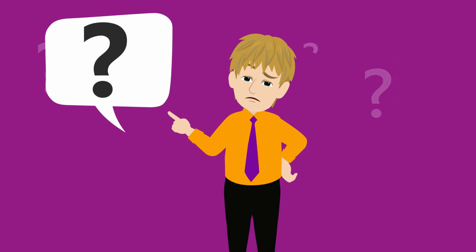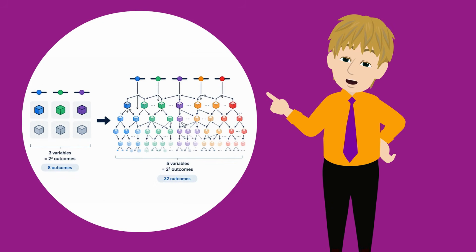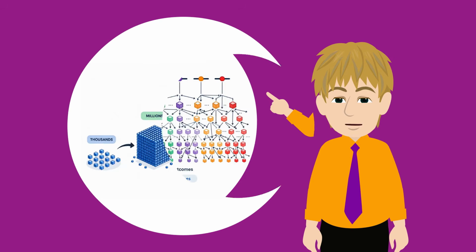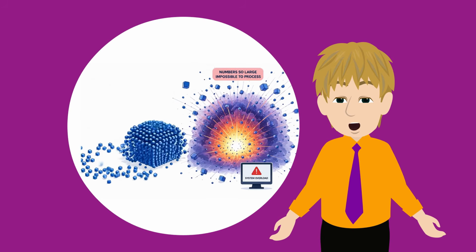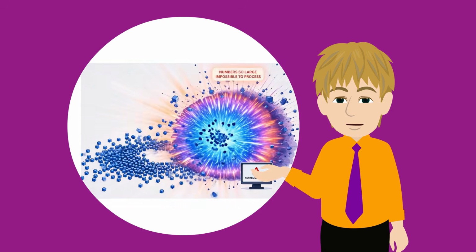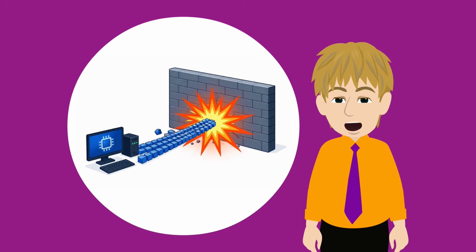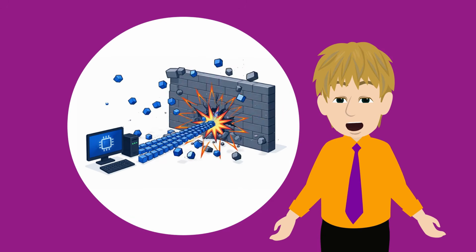But here's the problem. Add just a few more variables, and the number of possible outcomes doesn't grow gradually, it explodes. From thousands to millions to numbers so large they quickly become impossible to process. And that's where classical computers hit a wall.